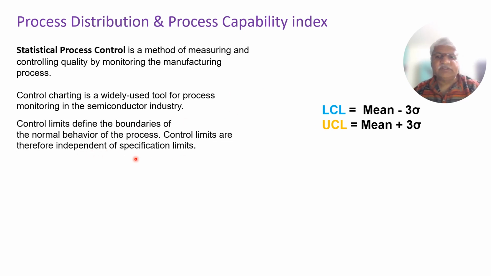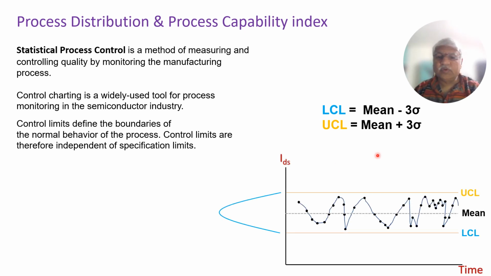So control limits define the boundaries of the normal behavior of the process. Control limits are therefore independent of specification limits. The probability of getting points outside the plus or minus 3 sigma range is very low. So that means if this is the mean and this is the sigma, the lower control limit, LCL, and upper control limit, UCL, are defined in this way.